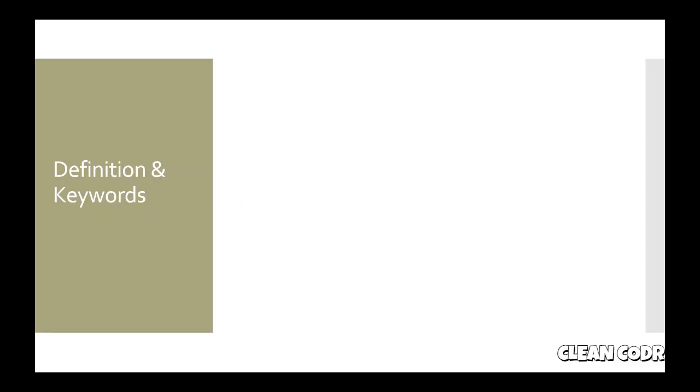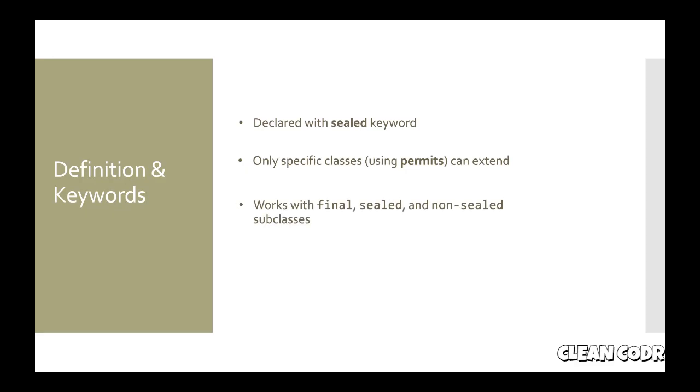So that's what Java 17 came up with. It came up with a solution called sealed. Important information you need to know when writing a sealed class is that you should declare it with the sealed keyword, meaning public sealed class. Only specific classes using permits can extend it. Right after your class name, you write the keyword permits and provide the list of classes which are permitted to extend it. Important keywords are final, sealed, and non-sealed. These are the three types of subclasses which can inherit the sealed class, given they are in the list of permits.